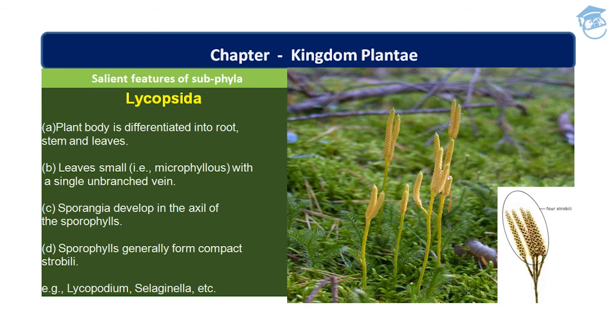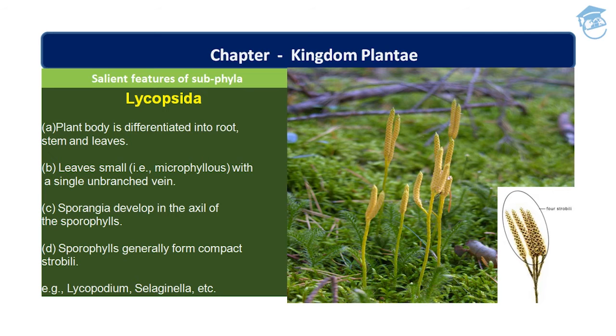And the sporangia develop in the axil of a sporophyll. See, this is the sporophyll, and these four are the strobili. One strobilus, second, third, this way it is. The sporophylls generally form compact strobili. These are the four strobili that form a compact mass, and it is seen in Lycopodium and Selaginella.